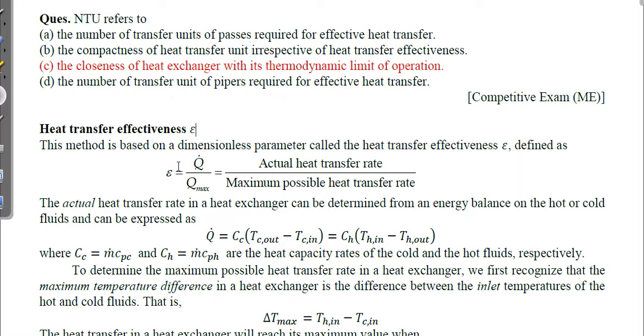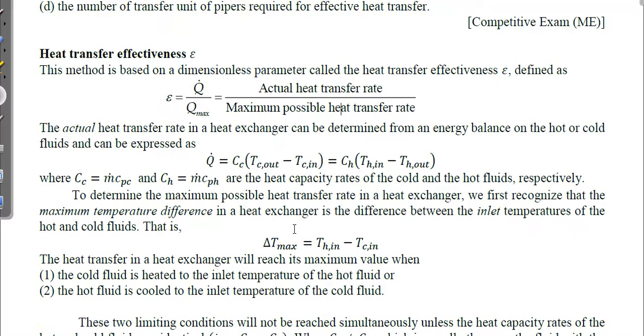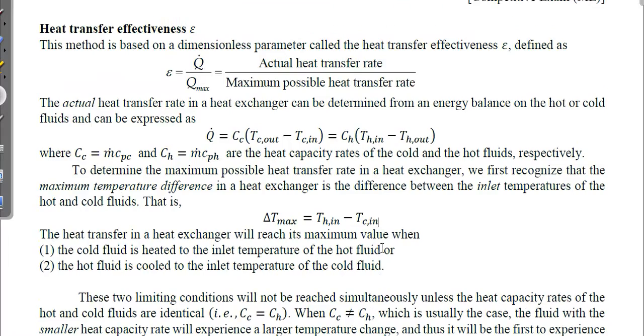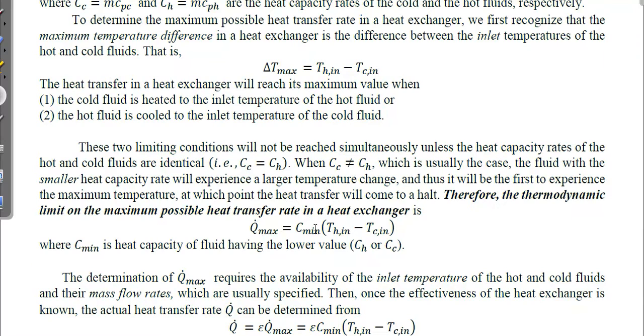Heat transfer effectiveness is defined as actual heat transfer rate upon maximum possible heat transfer rate. For the maximum possible heat transfer rate, you have to take delta T max. H is for hot fluid, IN is inlet condition, OUT is outlet condition, and C is for cold fluid. So for maximum heat transfer rate, this delta T has to be maximum, and therefore C, that is heat capacity rate, has to be minimum, so that this term becomes maximum. So maximum heat transfer rate.